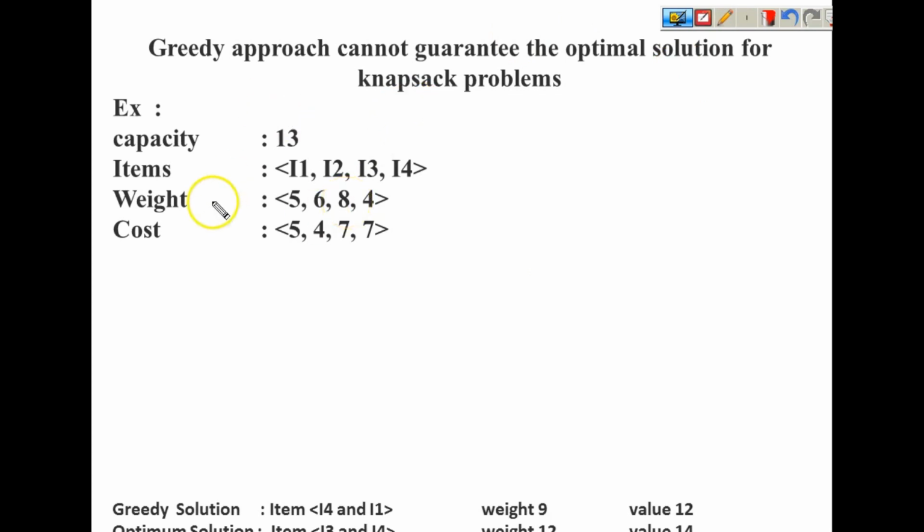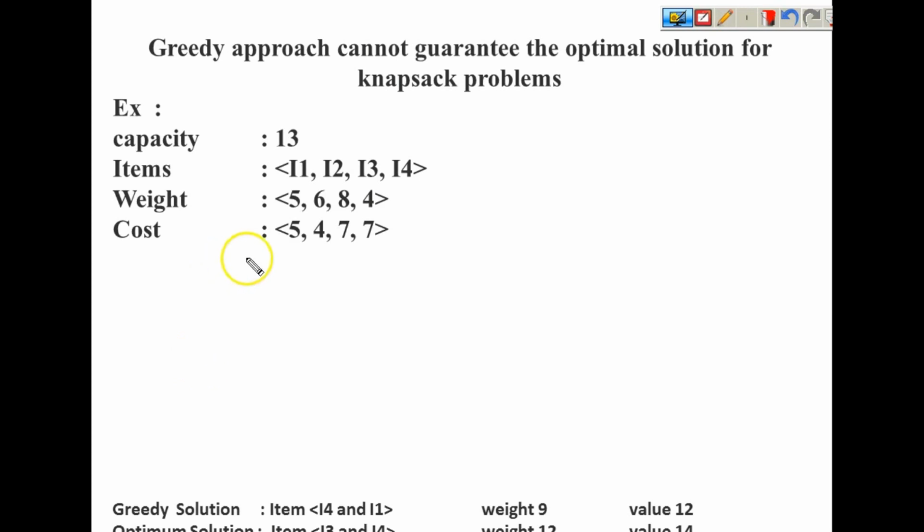Okay, so here we have one problem where we have one knapsack with capacity 13. We have 4 items with their weights and cost, and we want to find the optimal solution. In the previous lecture, in the previous video, we have seen that we can solve the knapsack problem using a greedy approach, but here we can see that the greedy approach can be used to solve the problem, but it does not guarantee to give you the optimal answer.